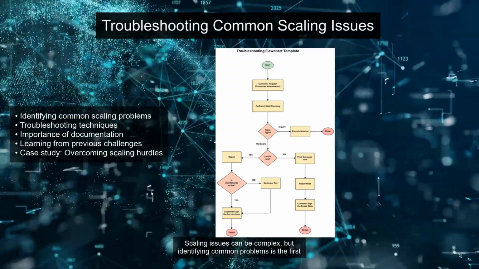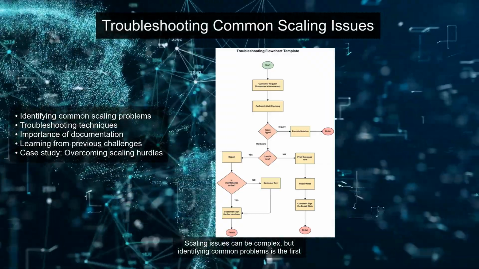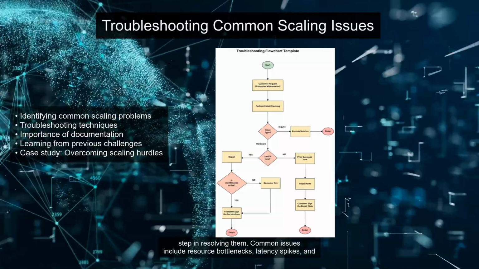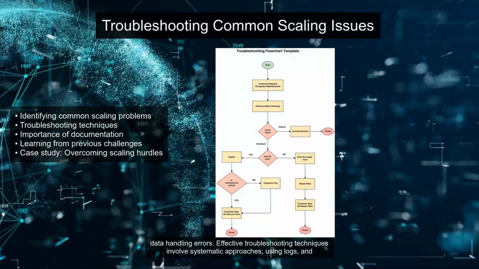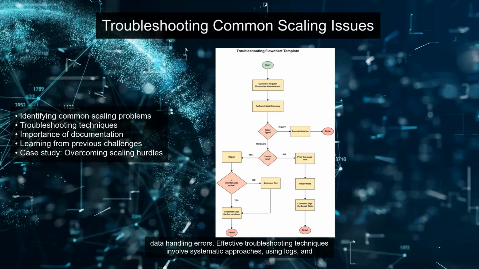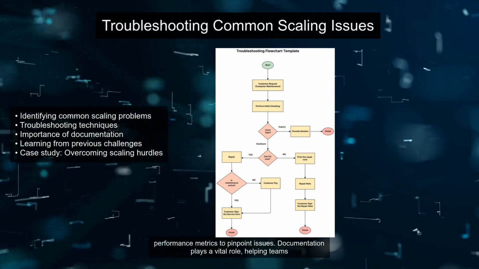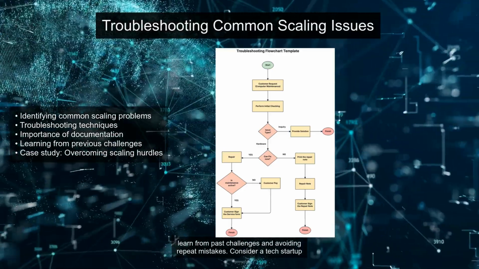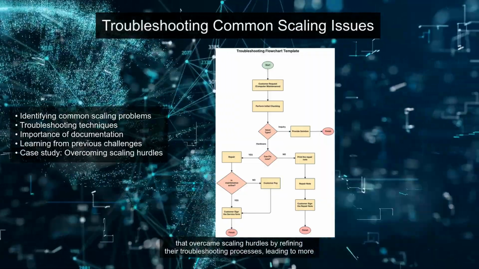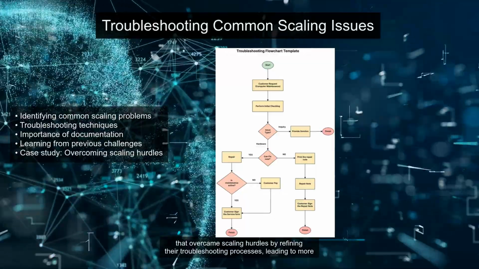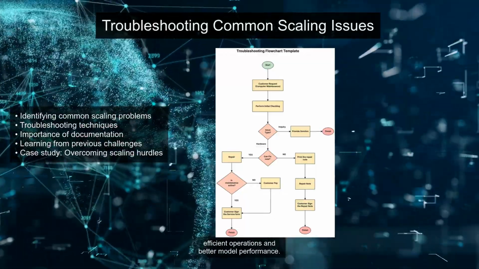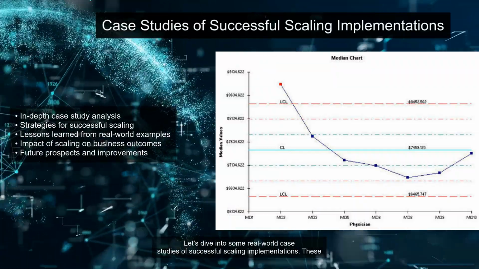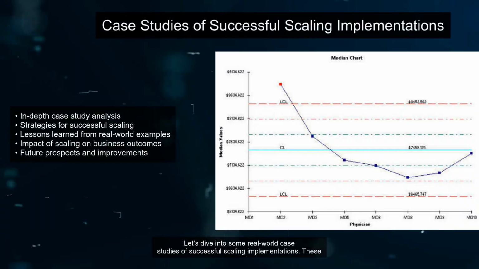Scaling issues can be complex, but identifying common problems is the first step in resolving them. Common issues include resource bottlenecks, latency spikes, and data handling errors. Effective troubleshooting techniques involve systematic approaches, using logs and performance metrics to pinpoint issues. Documentation plays a vital role, helping teams learn from past challenges and avoiding repeat mistakes. Consider a tech startup that overcame scaling hurdles by refining their troubleshooting processes, leading to more efficient operations and better model performance.